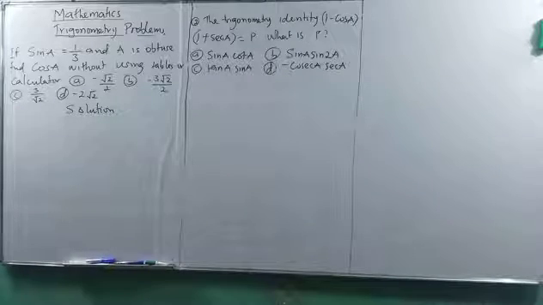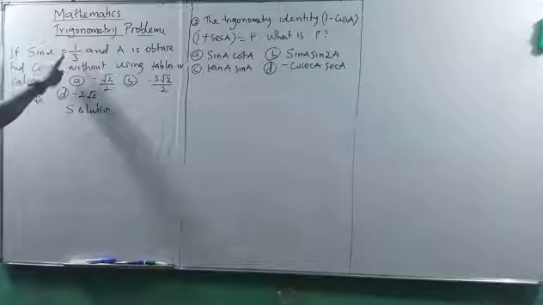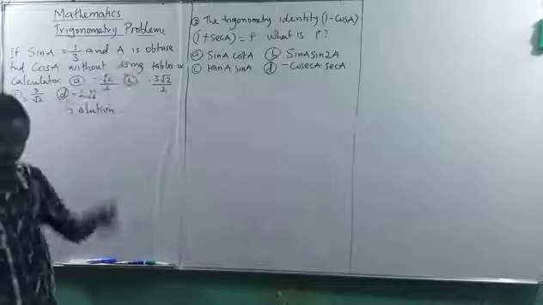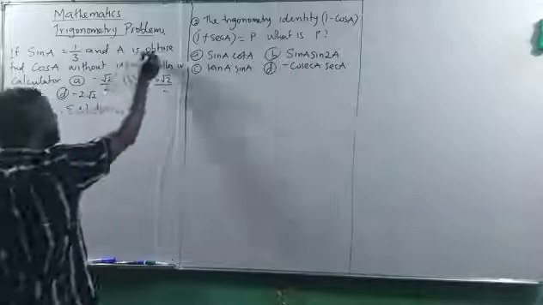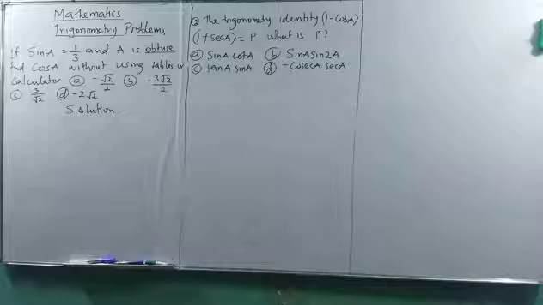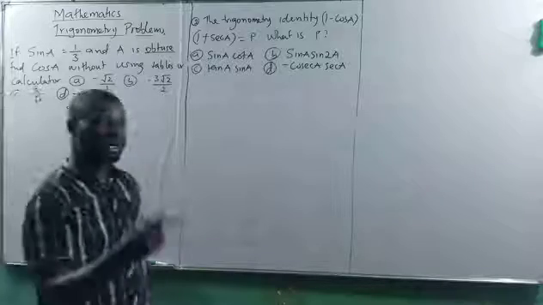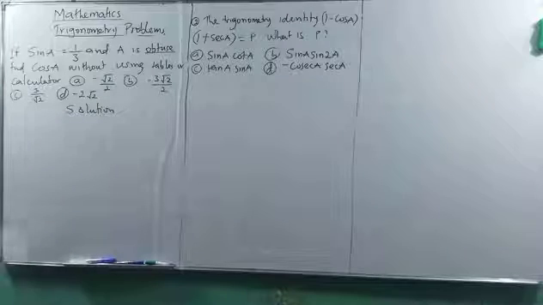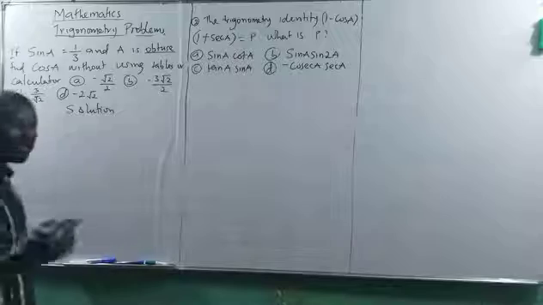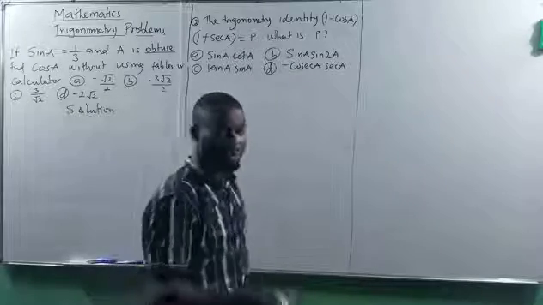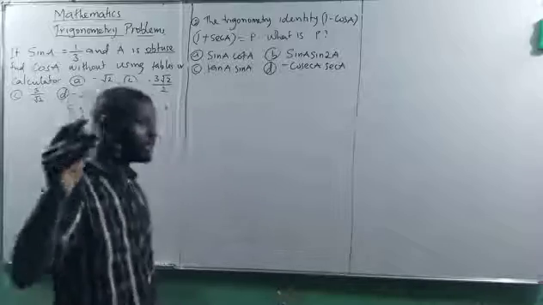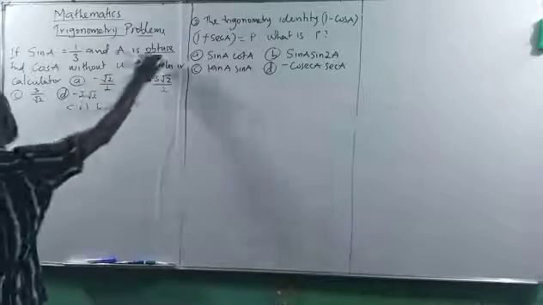The first thing we need to know is that sine theta equals 1 over 3, and A is obtuse. This obtuse is as important as anything. It means it's not in the first quadrant, not in the third, not in the fourth, it's in the second quadrant. Obtuse means the angle is greater than 90 and less than or equal to 180, between 90 and 180. That is what obtuse is interpreting.